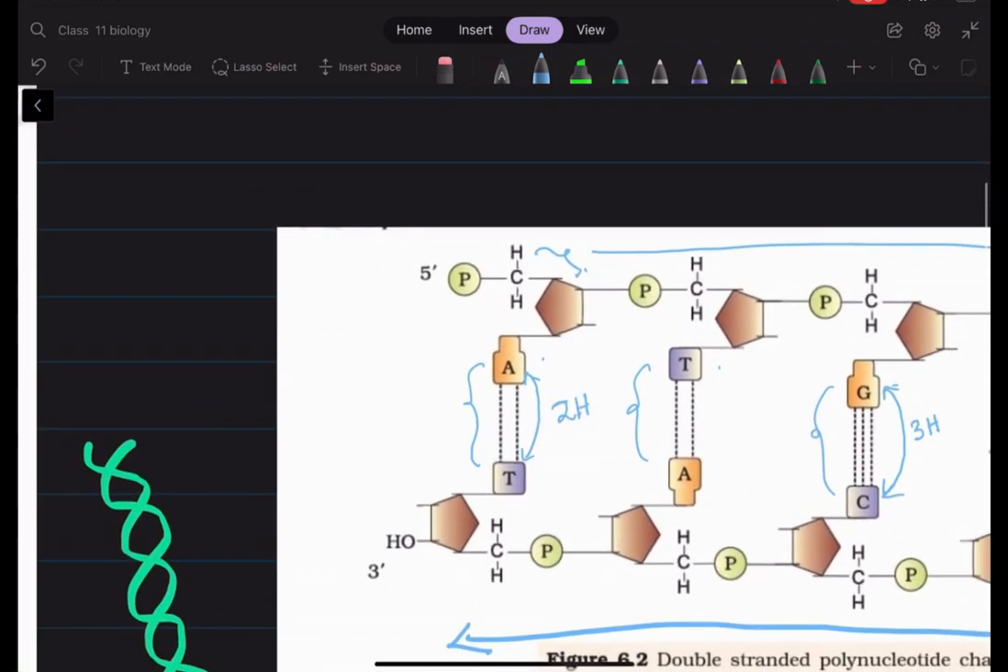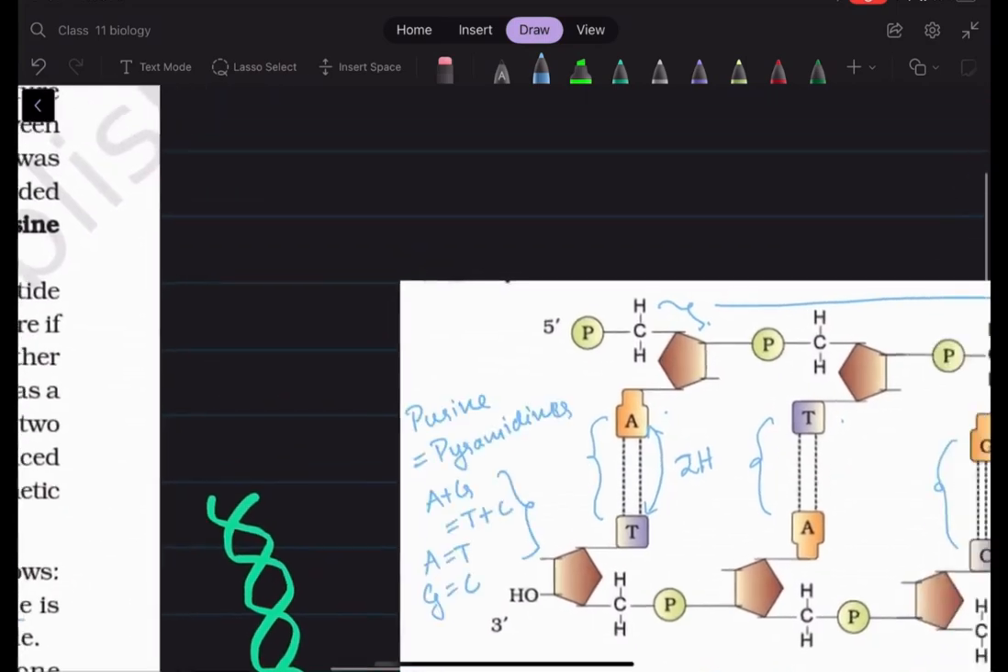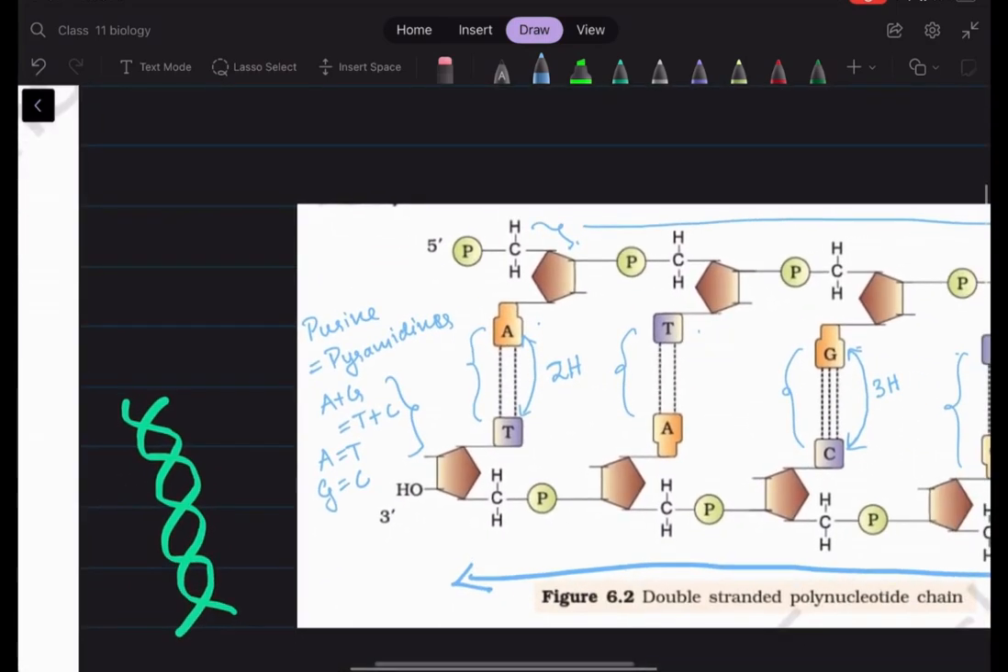Because of this, the amount of purines is always equal to the amount of pyrimidines. So A plus G is equal to T plus C. And A is always equal to T, and G is always equal to C. These were the rules that Erwin Chargaff stated.